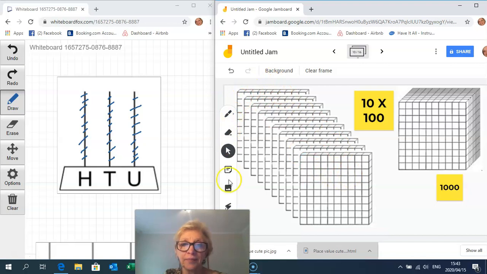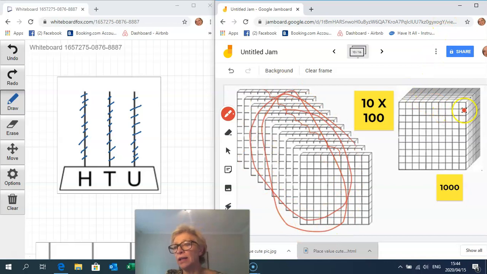Okay, let's count again. Let's use the pen this time. 1, 2, 3, 4, 5, 6, 7, 8, 9, 10 hundreds. Do you see that, guys? And 10 of these hundreds, all smacked together, is the same as 1,000.